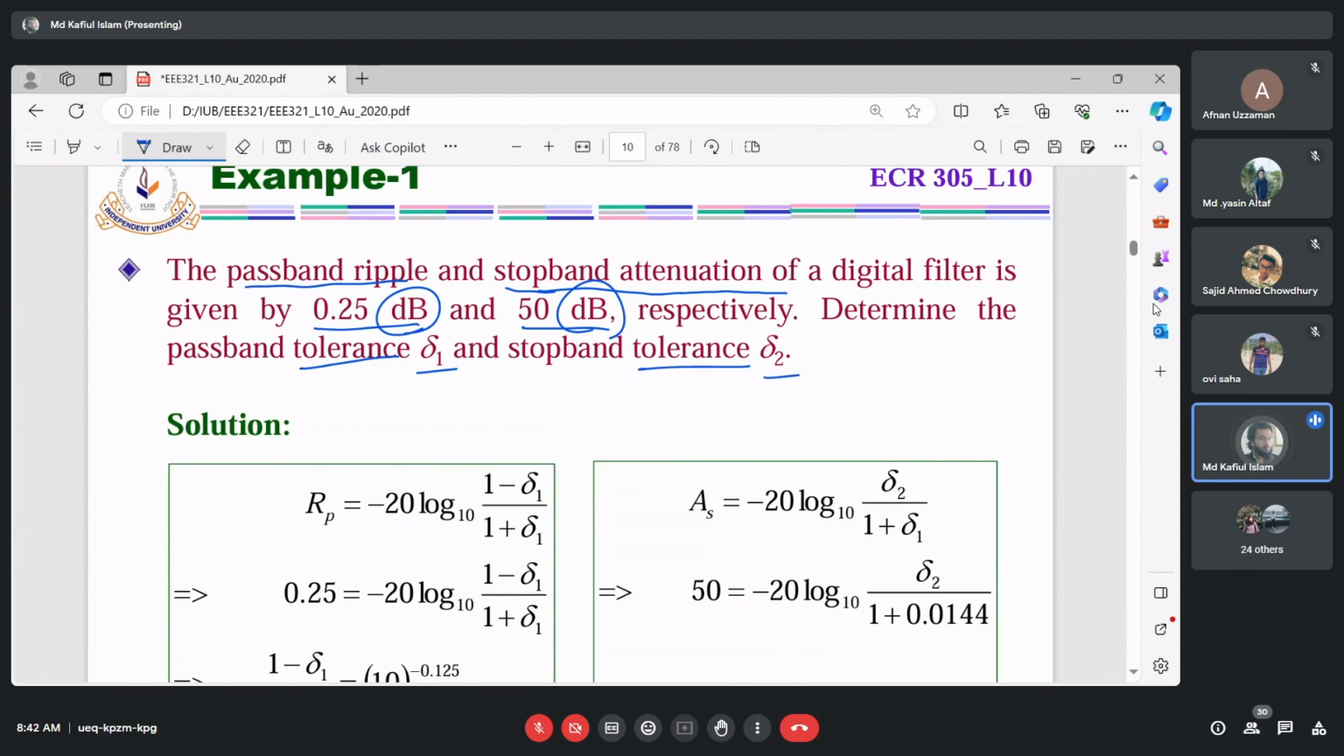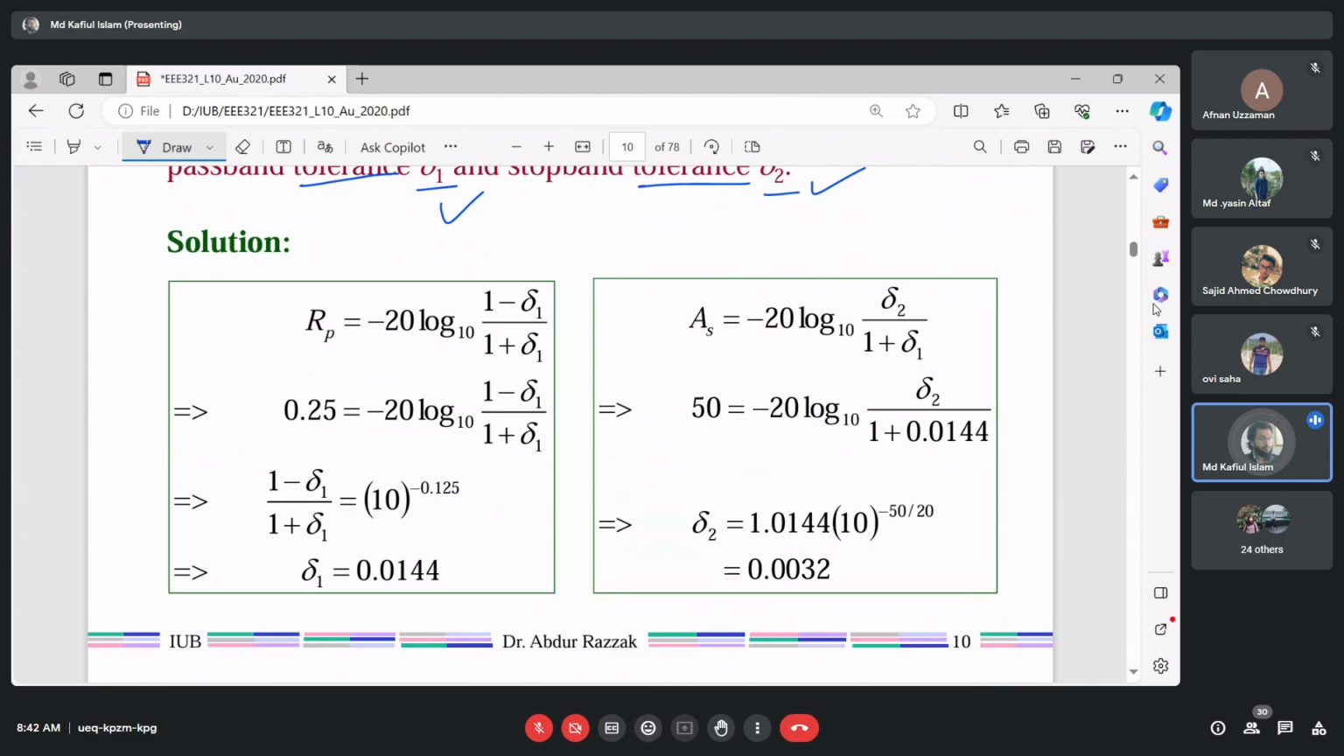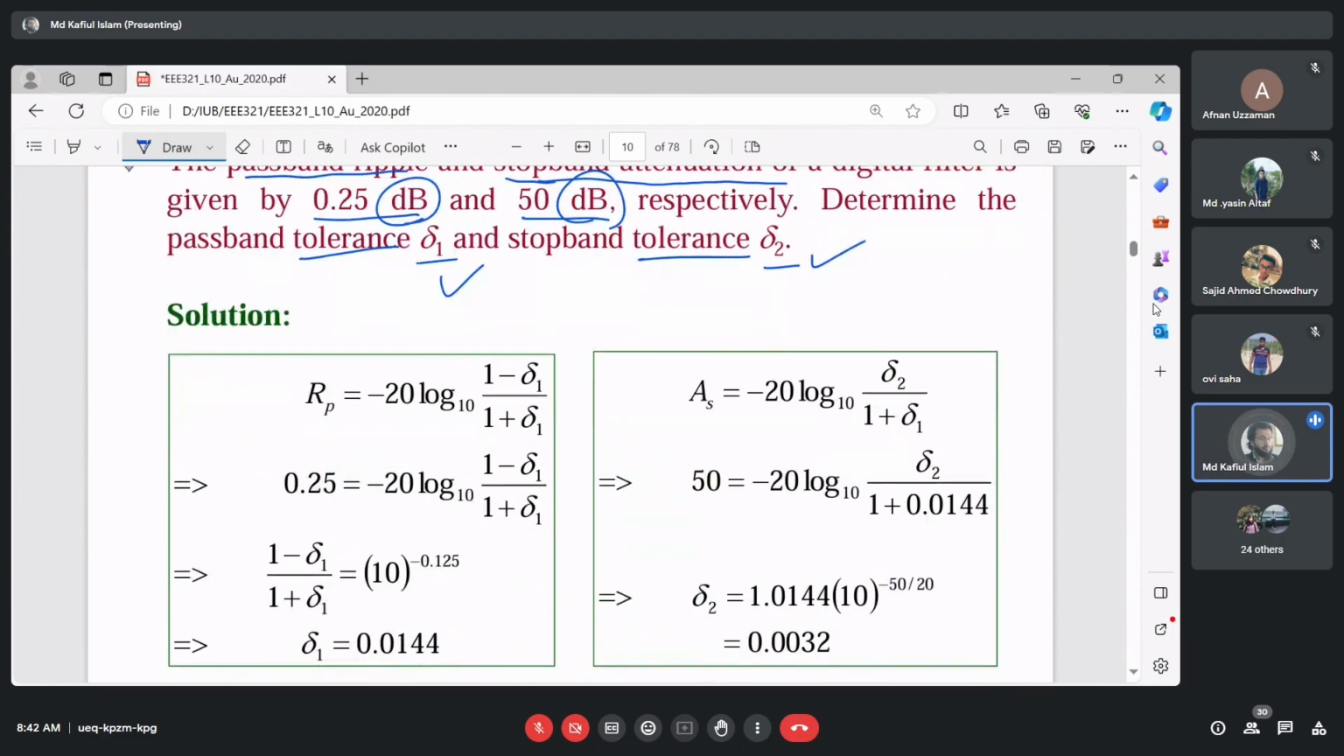So Rp and As are given, right? You have to find out delta 1 and delta 2. So use the equation, it is very simple. Now you can see that your Rp was 0.25 and As was 50 dB, but what are the delta 1 and delta 2 values we are getting? Very small values, right? Can you see that? Delta 1 and delta 2, very small values.